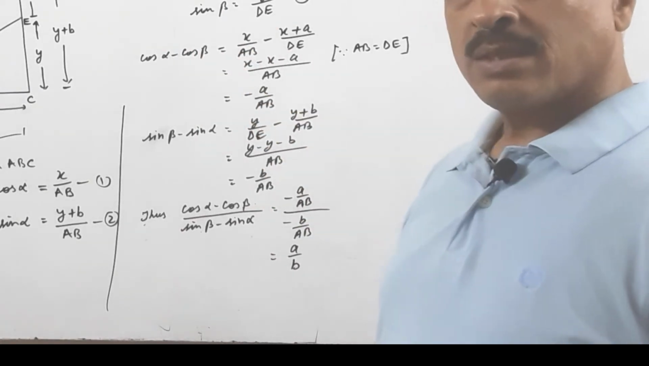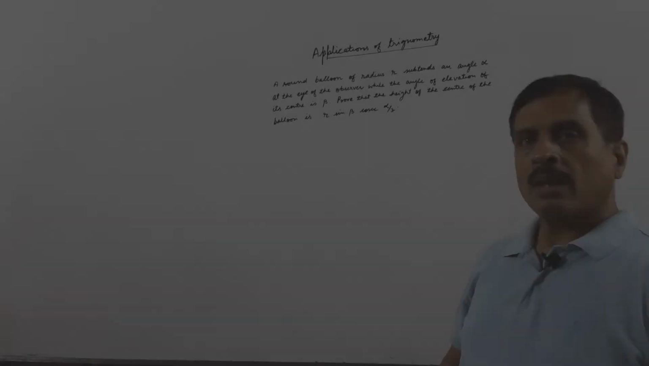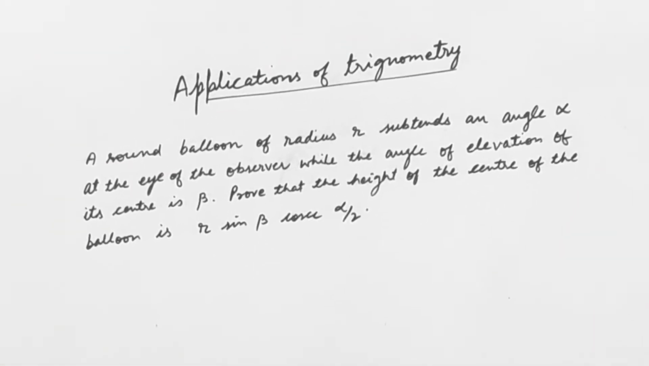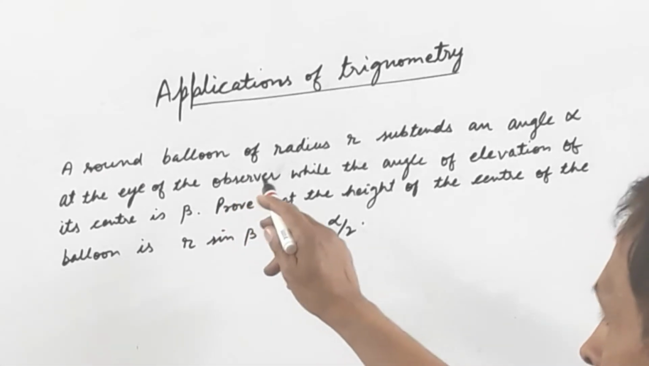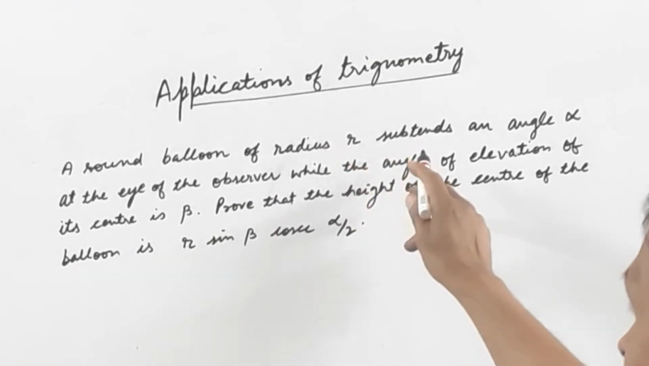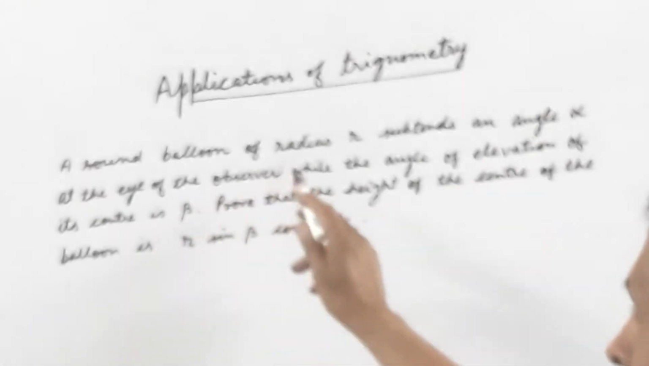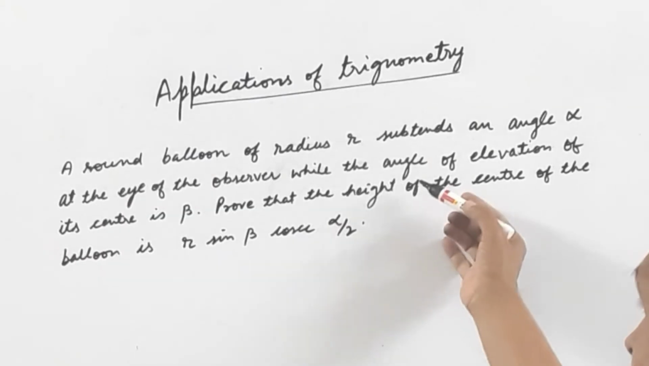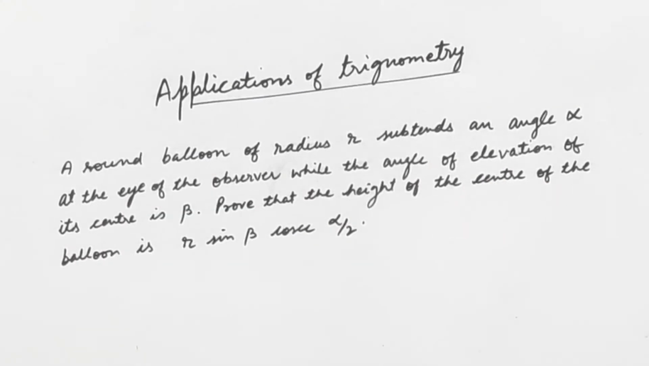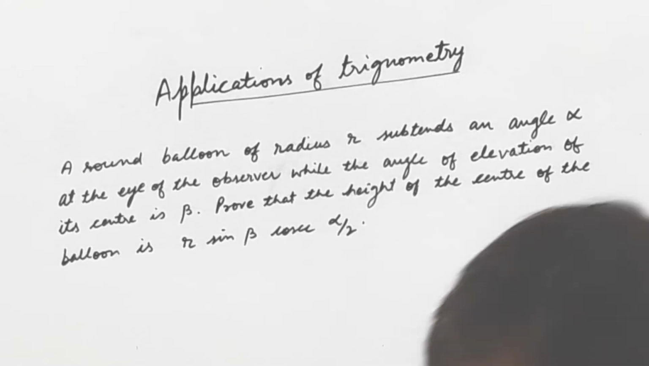Hence it is proved. In the next question, a round balloon of radius r subtends an angle alpha at the eye of the observer, while the angle of the elevation of its center is beta. Prove that the height of the center of the balloon is r sin beta cosec alpha by 2.